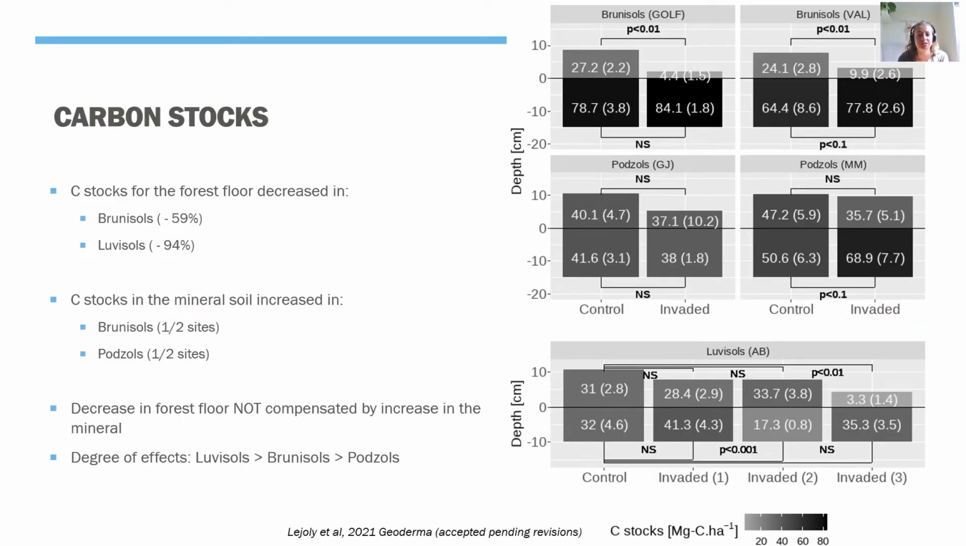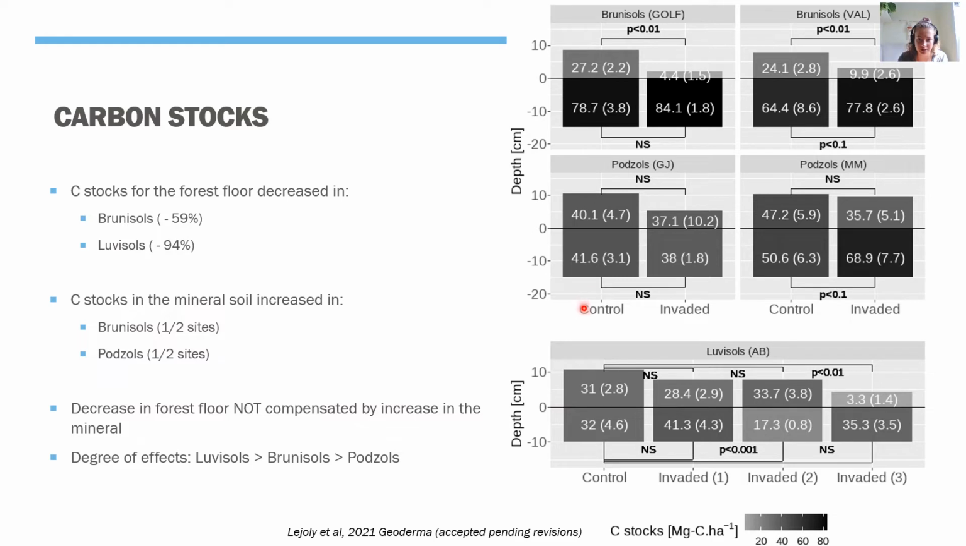To complement this descriptive approach, we also estimated carbon stocks for the forest floor and the surface mineral soil. We decided not to sample further down in the profile because that's not where we were expecting earthworms to have the greatest impact. So on this graph, you can see the three soil types that we're studying: brunisols on the top, then podzol, and then luvisols.